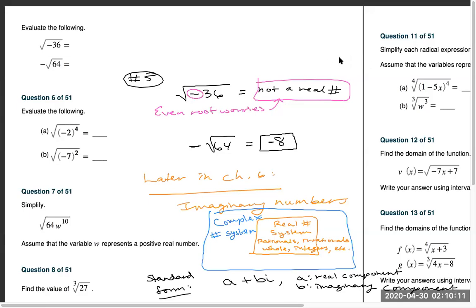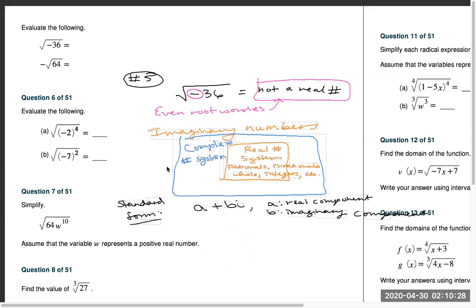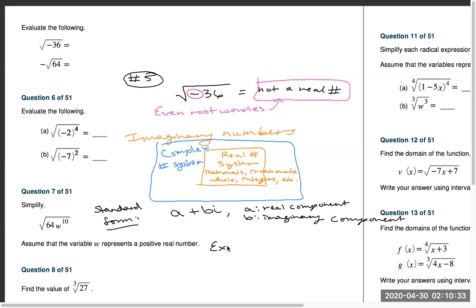Let me erase some things. Let me select this first, move it up. Quick example: if I have the number 6, 6 can be written as 6 plus 0i. So this would be the real number, and this would be the complex number.